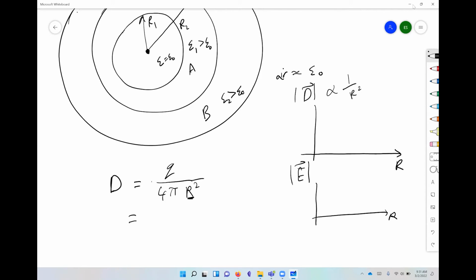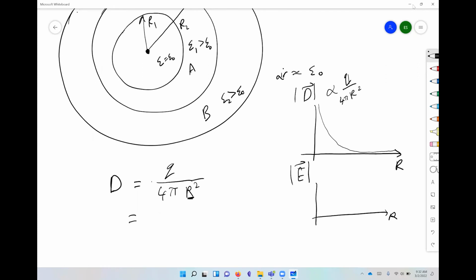How do you plot 1 over r squared? Something like this, right? It goes to infinity at r equals 0, and then it dwindles in an inverse square manner. Of course, this has the 4 pi and then q term, but it looks something like this.